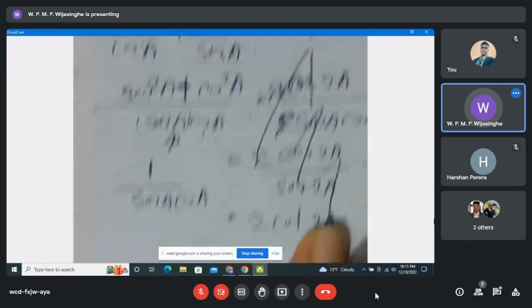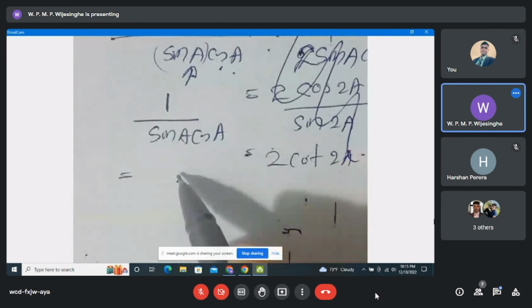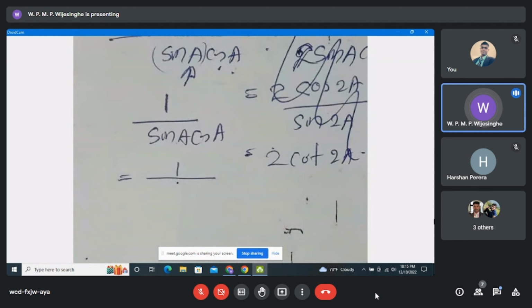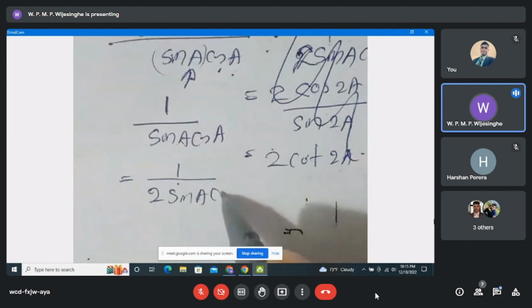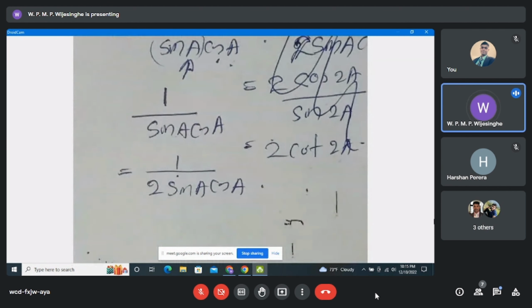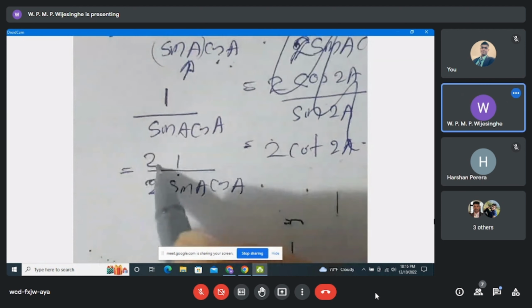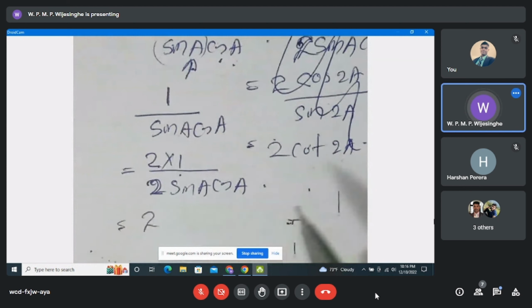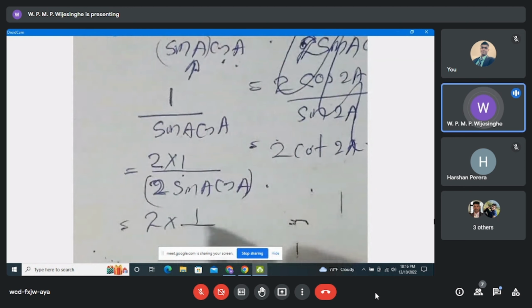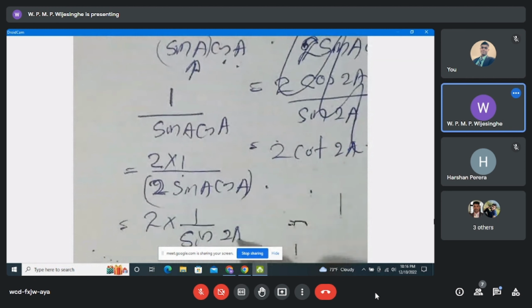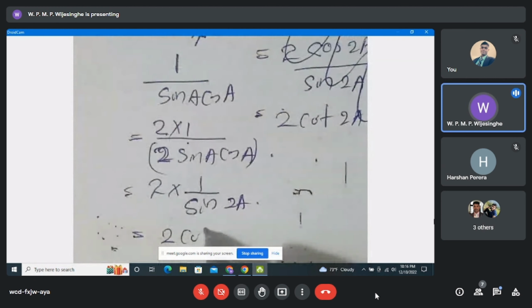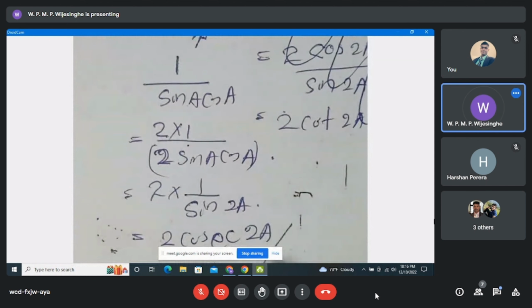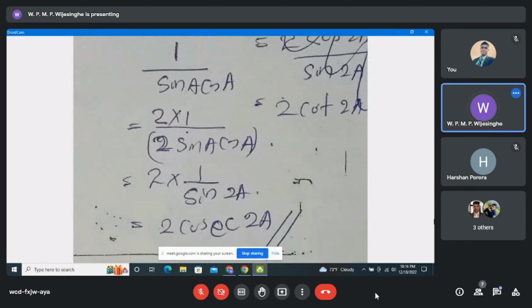So here I should make a double sine angle. So 2 sin A cos A is making here sin 2A. Then cancel this 2. Here I multiply the numerator by 2. Then 2, here it is 1 over sin 2A. Then 2 cosec 2A. Right?